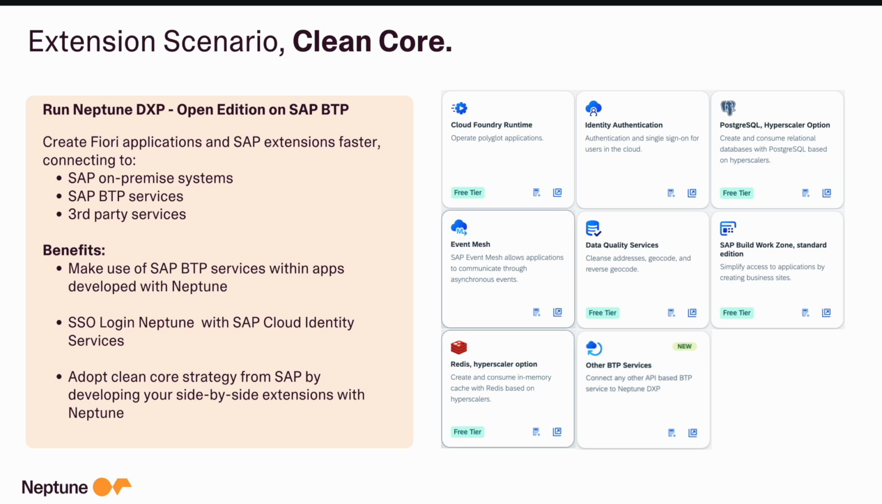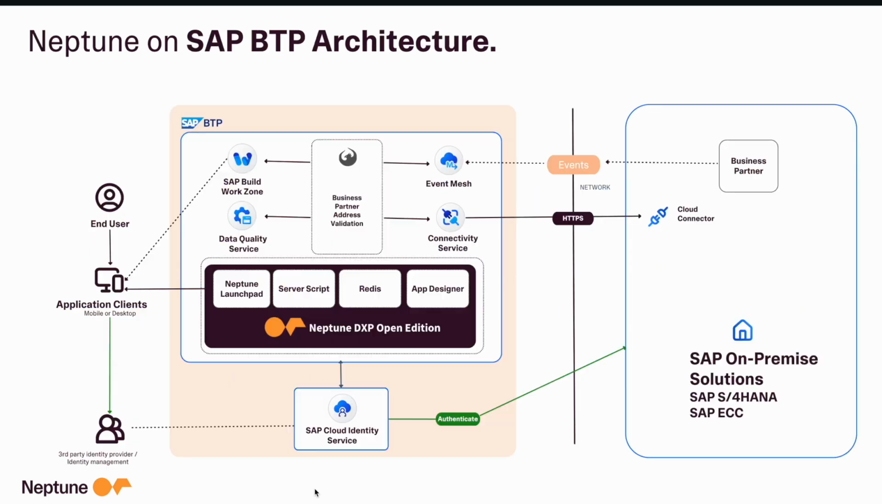On the right side, you can see some of the SAP BTP services we utilize in this demo, like SAP Event Mesh, SAP Build Workzone, and the data quality services. Let's walk through the different services and systems we'll use in this demo. First, we're running the Neptune DXP Open Edition on the BTP Cloud Foundry. For authentication, we use SAP Cloud Identity Services, so you can authenticate with BTP Neptune DXP Open Edition and have a single sign-on experience with SAP Build Workzone and other BTP services.